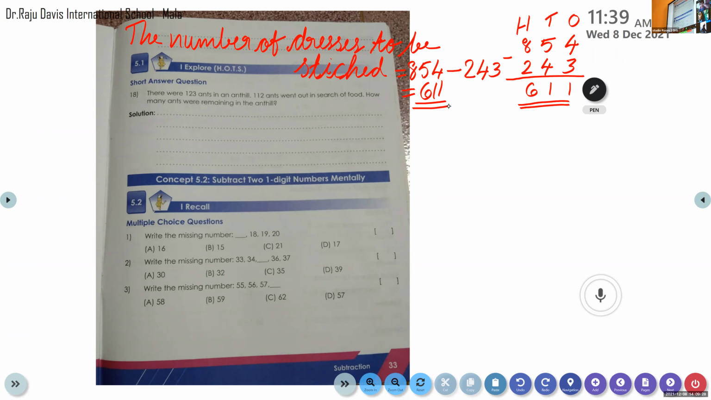There were 123 ants in an anthill. 112 ants went out in search of food. How many ants were remaining in the anthill? What is an anthill? Do you know? It is the ants' house, where the ants are living, like our home. It's like a small hill, a mountain. So how to write the steps?